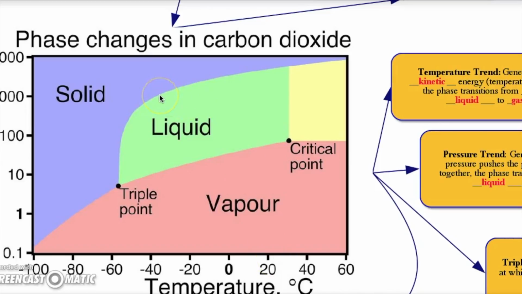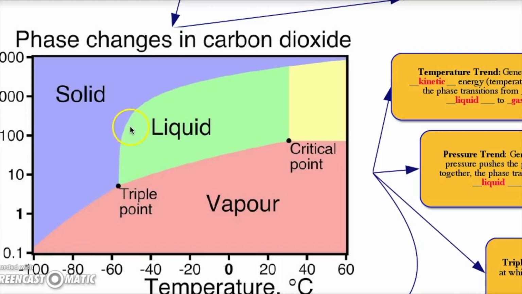Now, the graph is divided into zones. We have solid, liquid, and gas, or vapor, on this one. And those are the 3 phases of matter. Likewise, the boundary lines between solid and liquid, between liquid and gas, and between solid and gas, those represent phase change points. So this line between solid and vapor, that represents sublimation and deposition. So any temperature and pressure that's along this line will be a set of conditions at which the substance will sublimate or deposit from gas to solid.